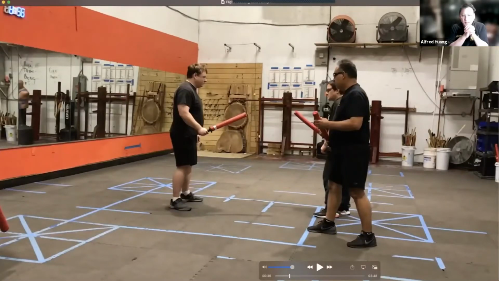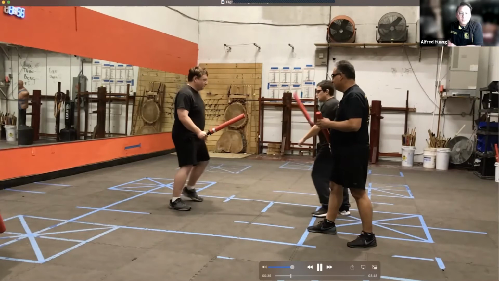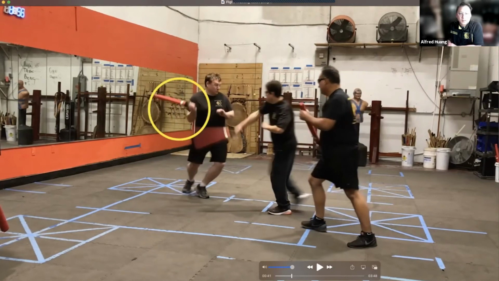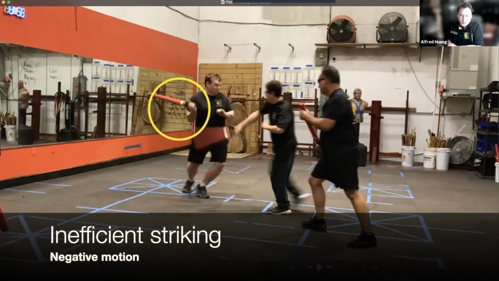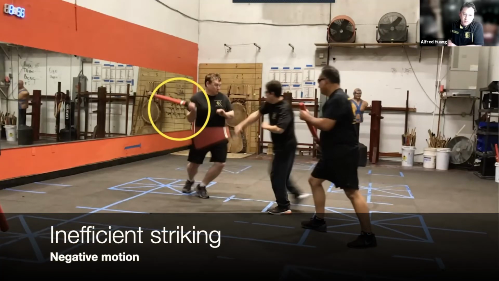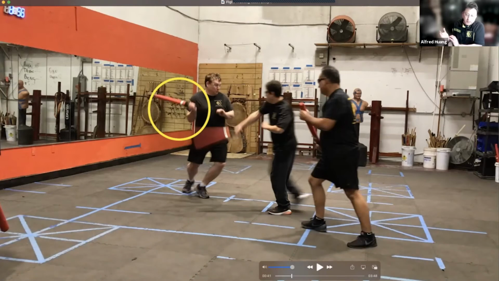Now we're going to go back and review these clips in slow motion. In this first clip, he does something that's very common to newer students: you see this preparatory motion before his swing. We call this a negative motion. He wants to land a heavy blow, so usually you'll see people pull their weapon back before they strike.